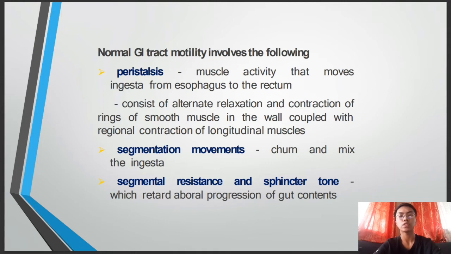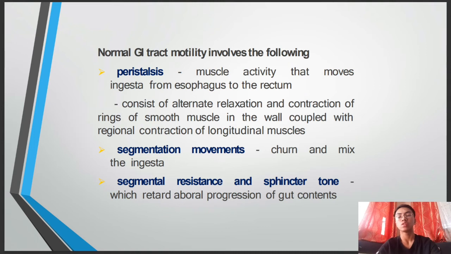So, peristalsis is muscle contraction that moves food through the digestive tract. Next is segmentation movement, which churns and mixes the ingesta. It activates the circular muscle in your intestine that contracts to move food back and forth. Next is segmental resistance and sphincter tone, which retard aboral progression of GI contents. So, segmental resistance opens and lets food pass into the stomach from the esophagus.